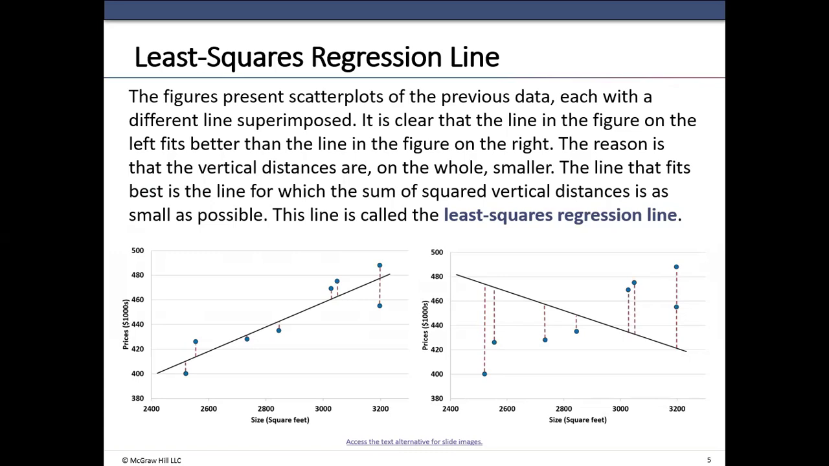What is lowest or least? The sum of the squares of the vertical distances of the points from the line is the minimum. So that's why it is least square. The sum of the squares of the vertical distances of the points from the line is the lowest. That's why the term least square regression comes from. Okay.